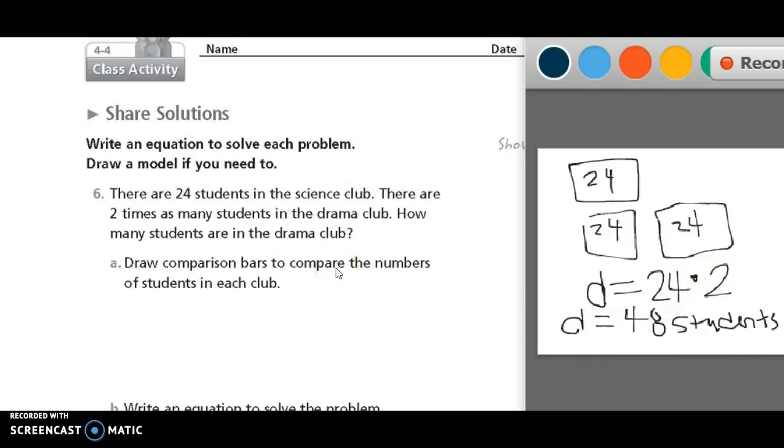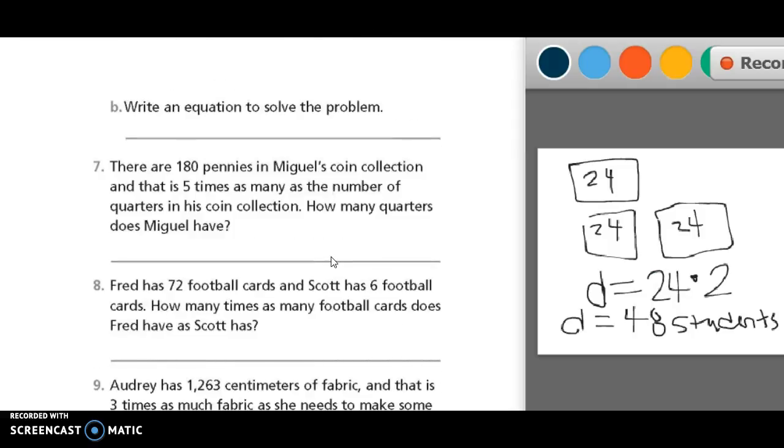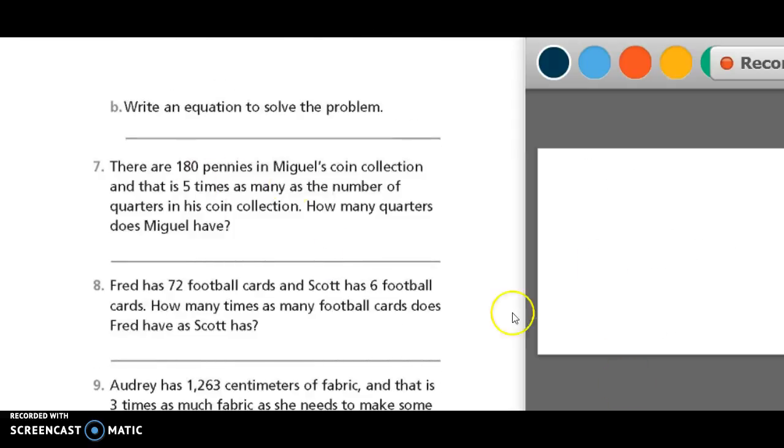All right, let's do maybe 1 or 2 more. So let's see right here. We have, there are 180 pennies in Miguel's coin collection, and that's 5 times as many as the number of quarters in his coin collection. How many quarters does Miguel have? Okay, so here are our numbers. We had 180, and then we had 5.